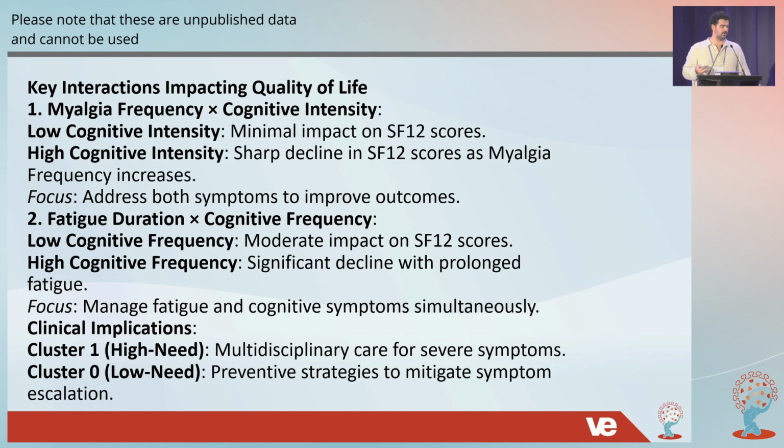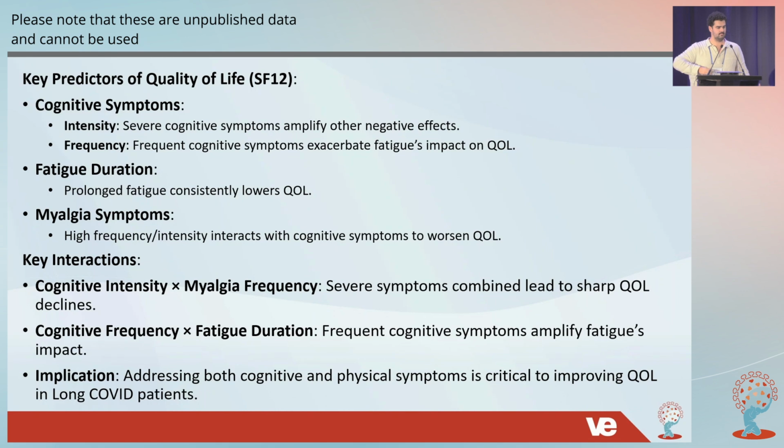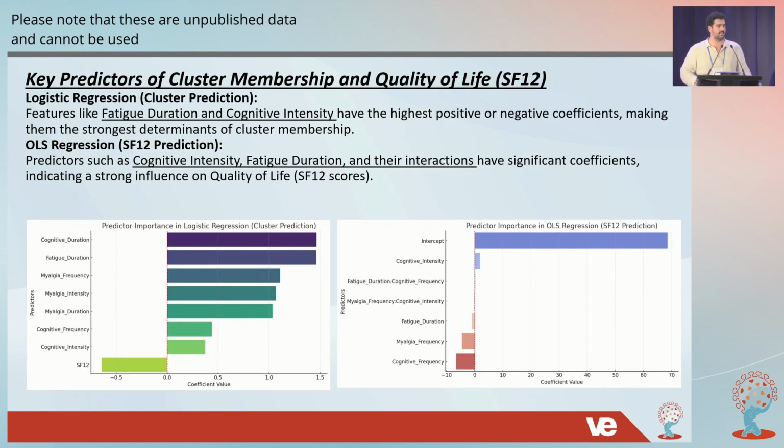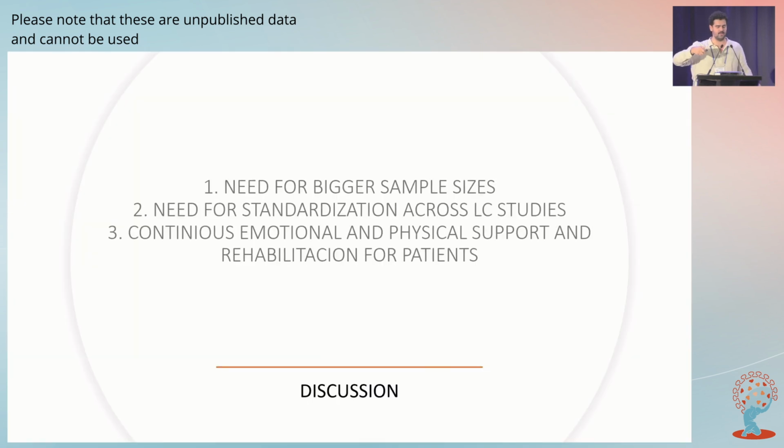This is a summary. You can take a picture. I'm not going to go over it that much. But again, the key predictors: the cognitive symptoms, the fatigue duration, and the myalgia symptoms, the frequency and intensity. And those interactions between cognitive and myalgia frequency, and the cognitive frequency and fatigue duration, show a good therapeutic approach. The key predictors for the cluster membership and quality are here. I'm just going to skip over because I almost have no time left.